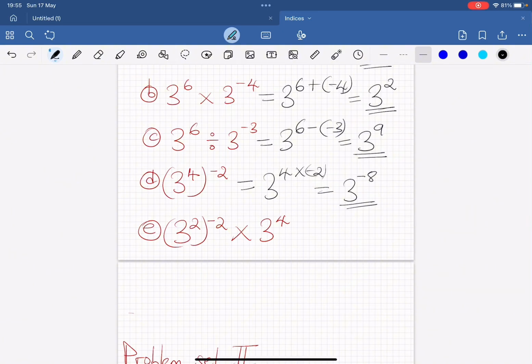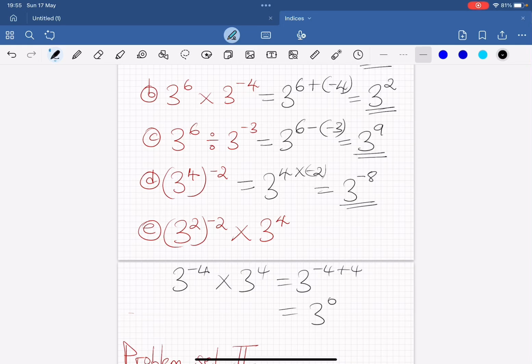Now, the next one says 3 squared, all in brackets, to the power negative 2 times 3 to the power 4. So the first thing I'm going to do is to compute this as a single power. When it's like this, it's more like you're going to say 2 by negative 2. Hence, this will be 3 to the negative 4. And then, when the bases are the same, you add the powers. So negative 4 plus 4, that's basically 3 to the power 0.